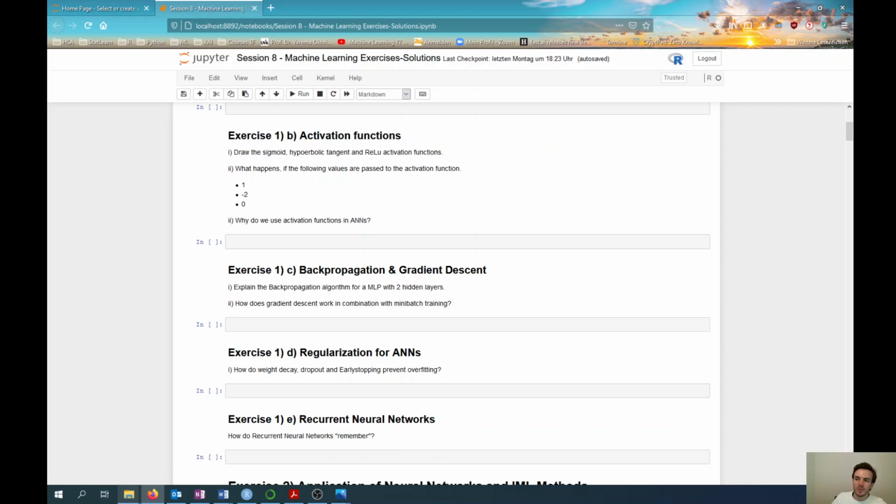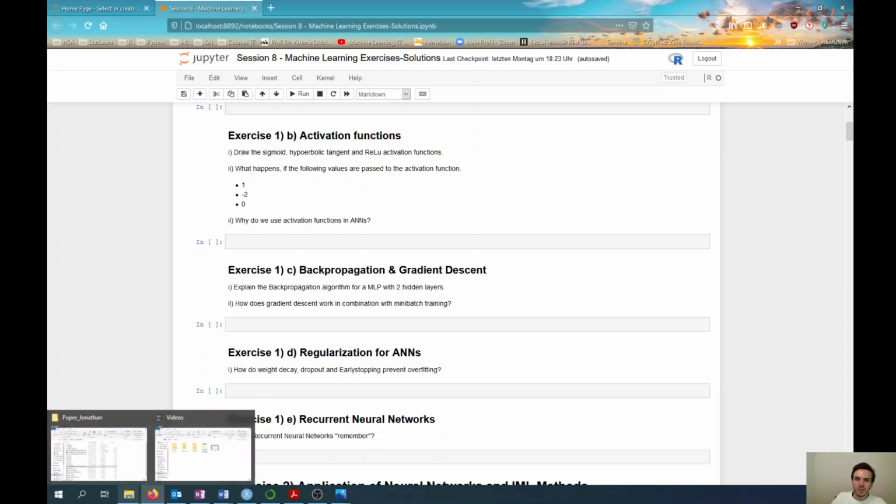In exercise 1b, we will talk about activation functions. First, we'll draw the sigmoid, the hyperbolic tangent, and the ReLU activation function. And then we will see what happens if we pass certain values to these activation functions. So these values would be the weights times the inputs plus the bias.